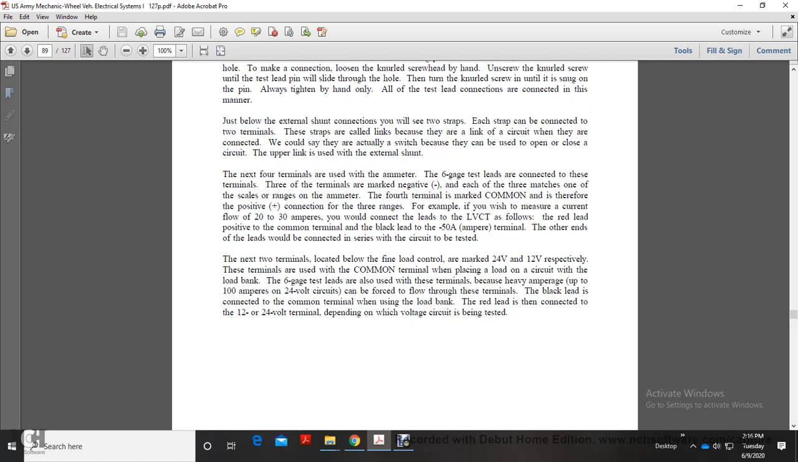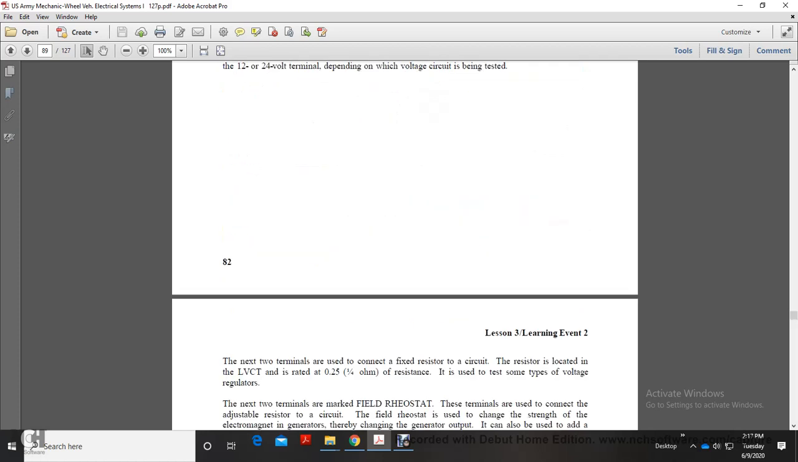A 6-gauge tester lead is also used with these terminals because heavy amperage, up to 100 amps of a 24 volt circuit, can be forced to flow through these terminals. The black lead is connected to the common terminal when using the load bank. The red lead is connected to the 12 or 24 volt terminal, depending on the voltage of the circuit being tested.